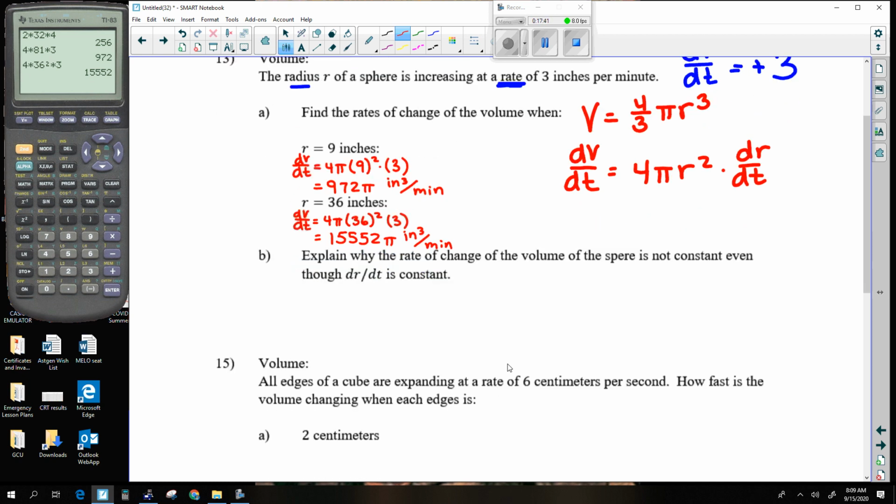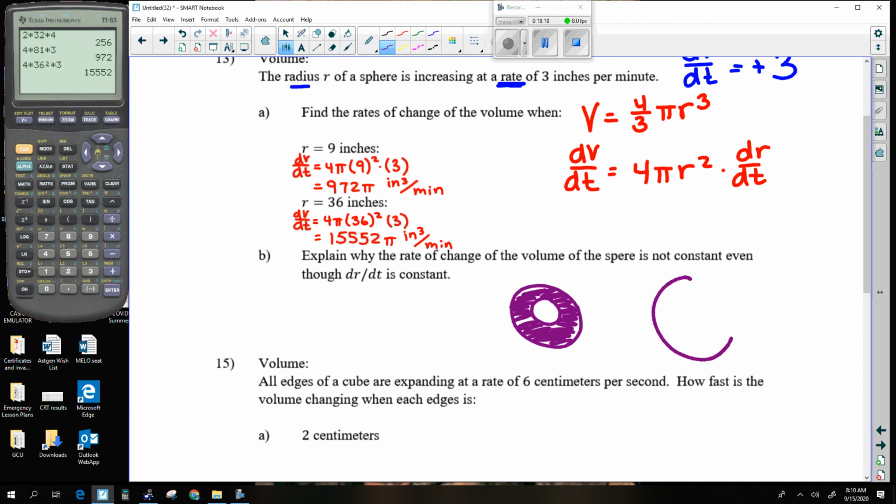Explain why the rate of change of the volume of a sphere is not consistent even though dr/dt is. Well, just think about that. Think of it as an easier concept, like a pizza. What is the area of that pizza? Now, what if this was increasing at a rate of 2 inches per minute? How big is the pizza in a minute? Well, it's that much bigger. So think about all the area that it just gained. That is all the area that pizza gained in a minute.